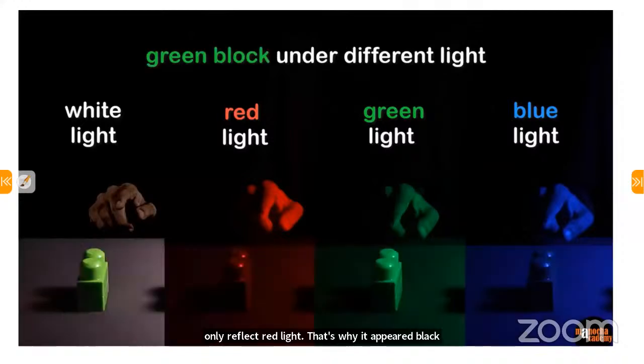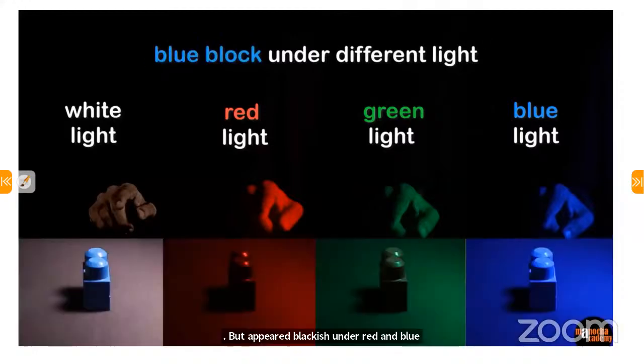Similarly, the green block was visible under green light but appeared blackish under red and blue light. And same is the case for the blue block.